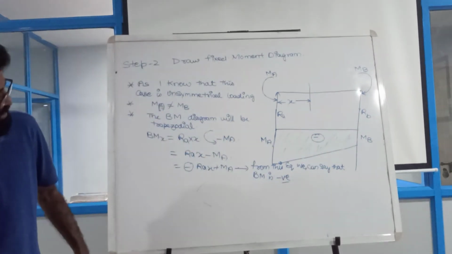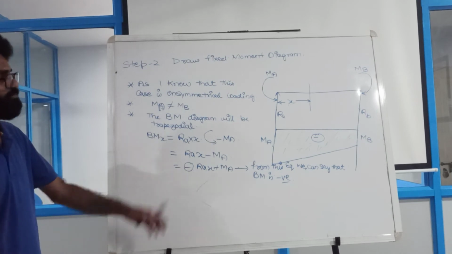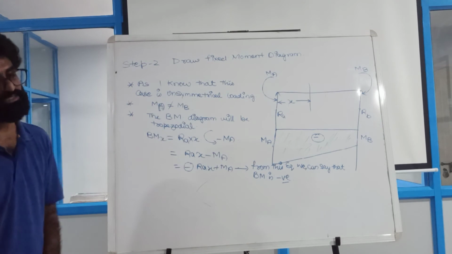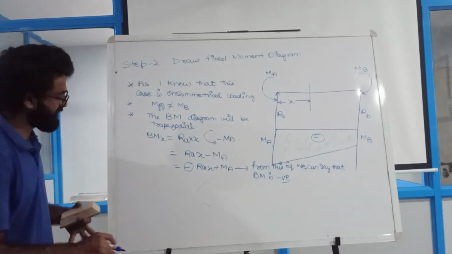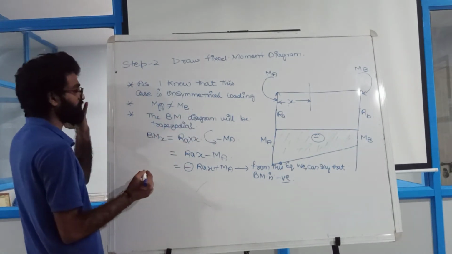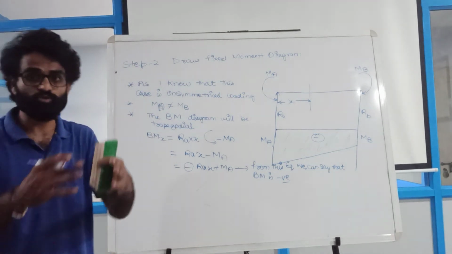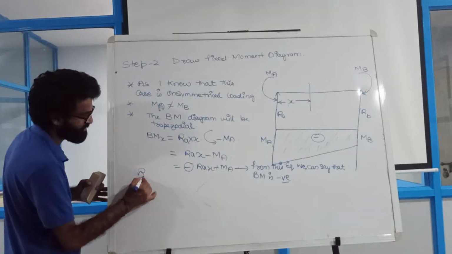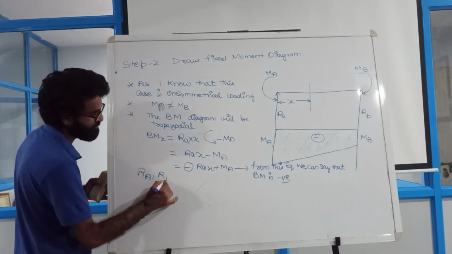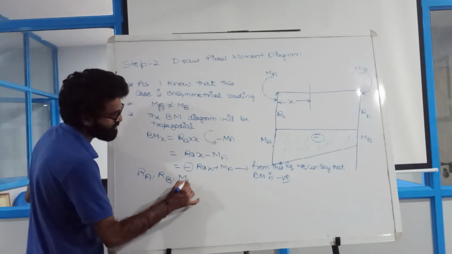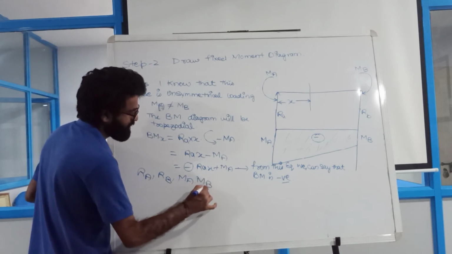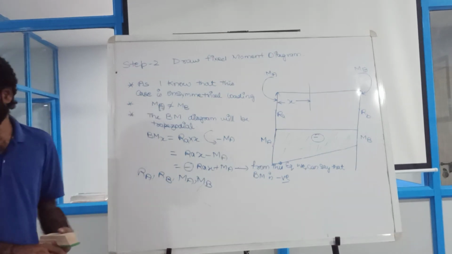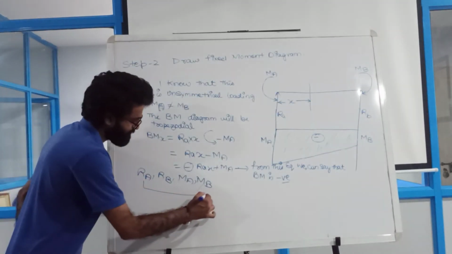Alright, so let us move to the next step. I have calculated all these things. Now what do I need to calculate? To complete the question and the bending moment diagram, I need to calculate my complete RA value, my RB value, my MA value, and my MB value. But up till now we haven't got any values. So let us calculate these 4 values, right?